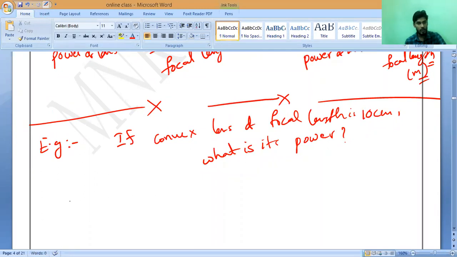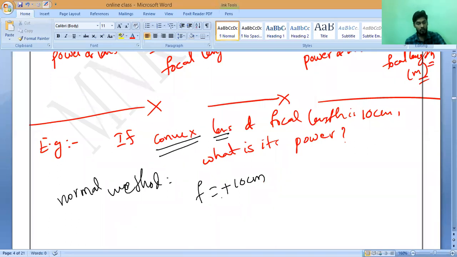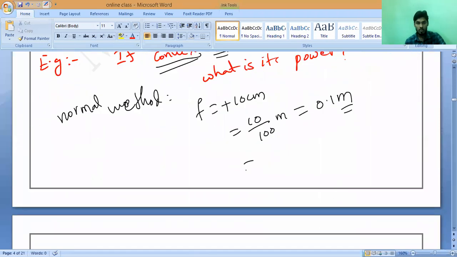Usually we do the normal method first. Given focal length is 10 centimeters. 10 means plus 10 because it is a convex lens. Focal length is 10 centimeters, which means 10 by 100 meters, which equals 0.1 meter. Is it yes or no? People will then say 1 by 0.1. Here also people will make mistakes. 1 by 0.1 is 10 dioptres. Is it yes or no? So that is the general normal method.